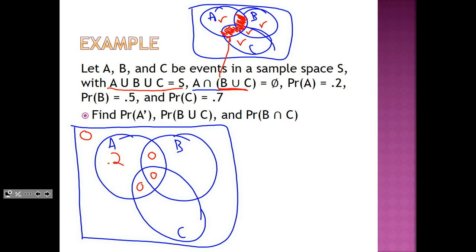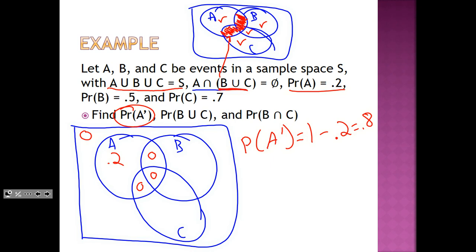Okay, so let's start looking at what we can do. First off, the probability of A complement, that's whatever's not in A. You can either look on the Venn diagram or right here. A complement is 1 minus A, so 1 minus 0.2, A complement is 0.8.